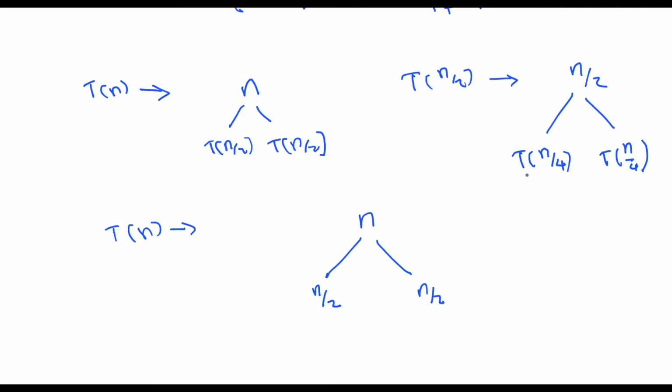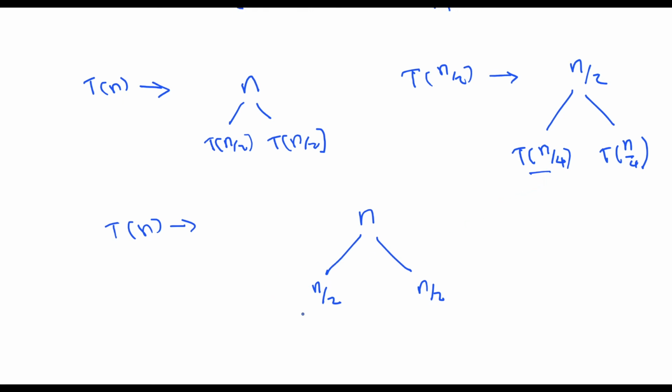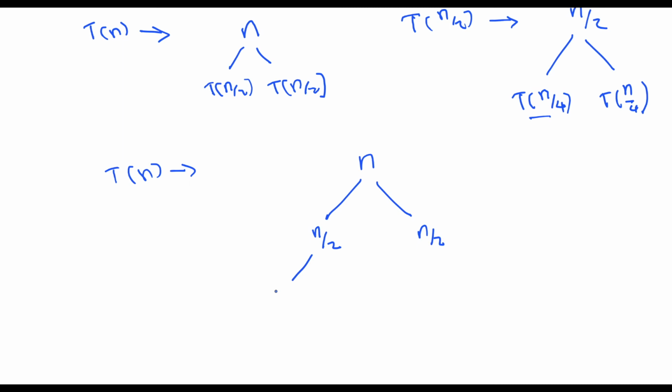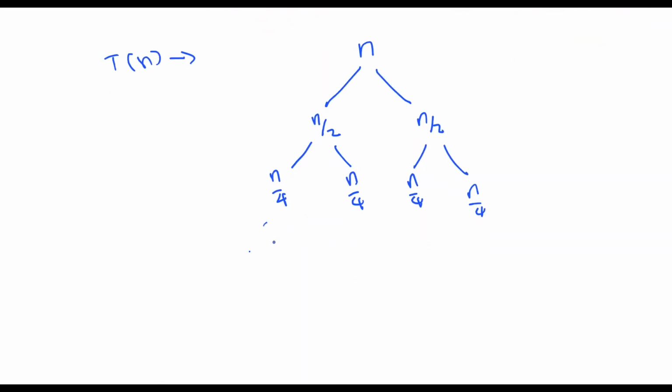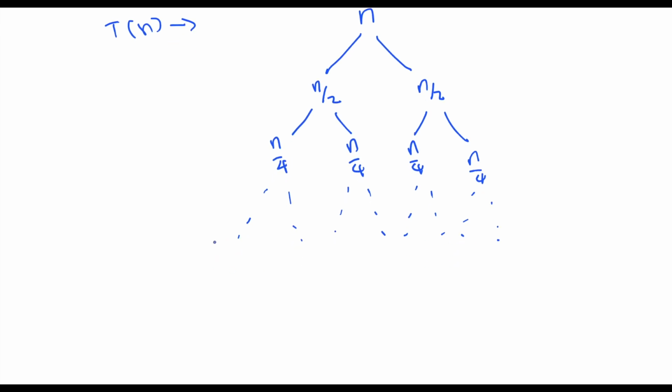At the next level, we will have to solve problems of size n/4. So for solving a problem of size n/4, we will have a cost of n/4. Then we will have to solve two problems of size n/8. So here I will have a cost of n/4, here also n/4, here n/4, and here also n/4. And we will continue this procedure on and on. At the end we will have problems of size 1.